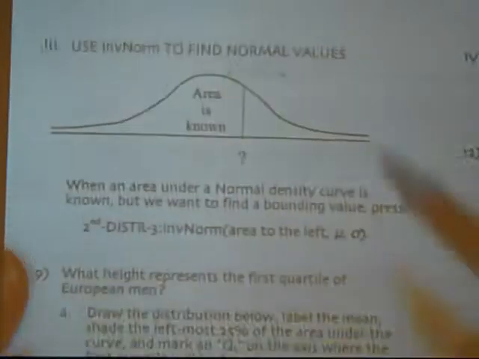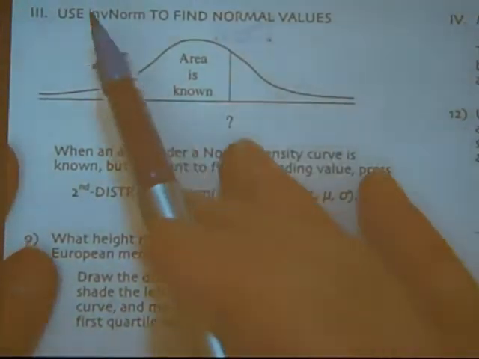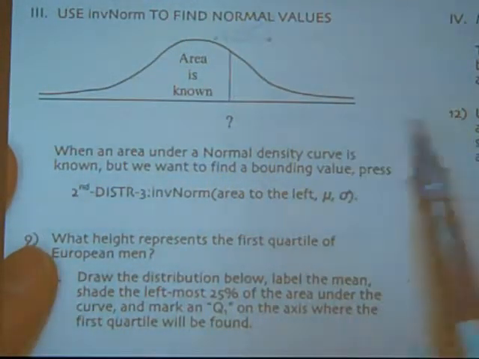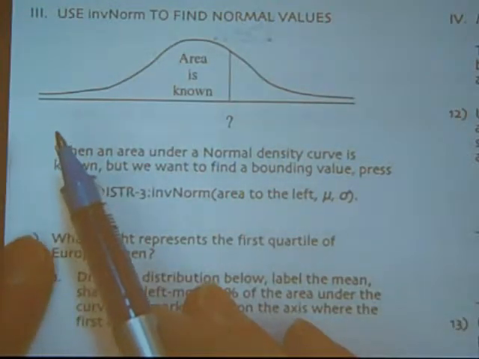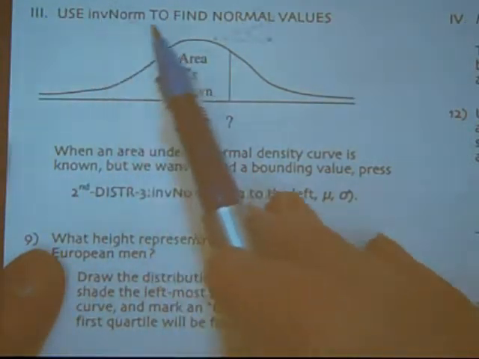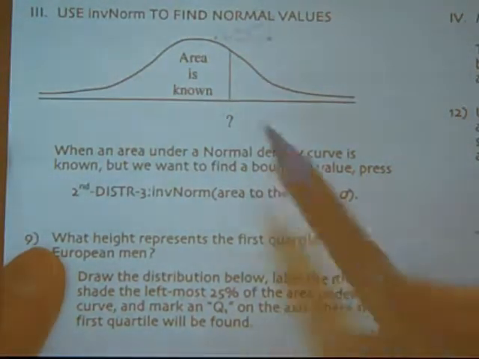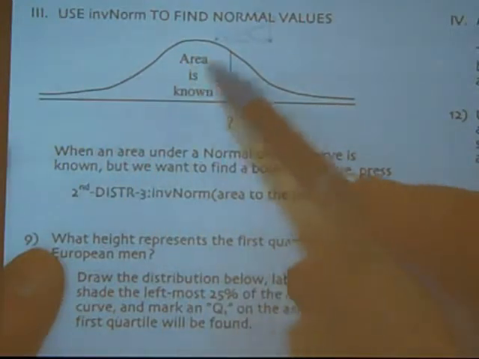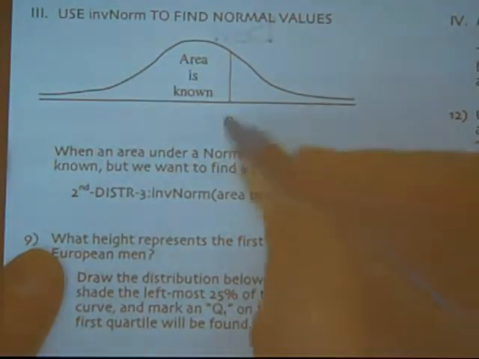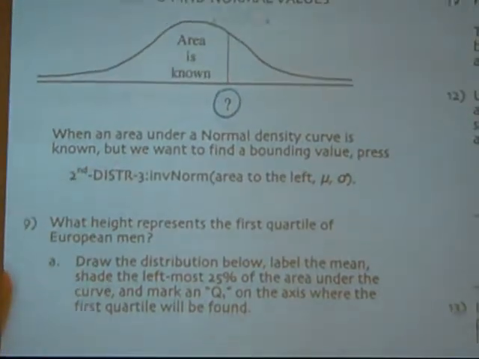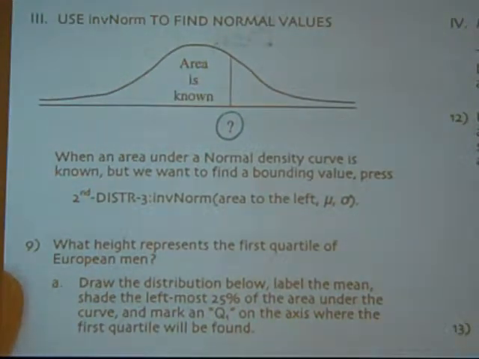Okay, I'm not going to do too much with the backside, but let me just get you a little bit started on this. INV norm is the other calculator function that you've got, and you really need to be in the habit of drawing the picture to know whether you're using normal CDF or INV norm. When you draw the picture and you actually have a known area, like you're given the area under the curve, but you're trying to find the value on the axis, that's when you need to go backwards and use INV norm. It just means inverse norm.